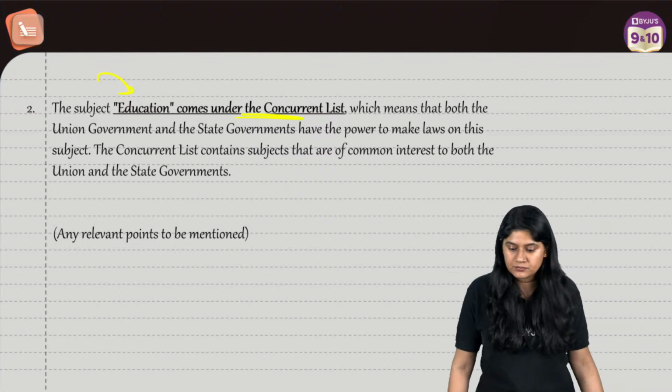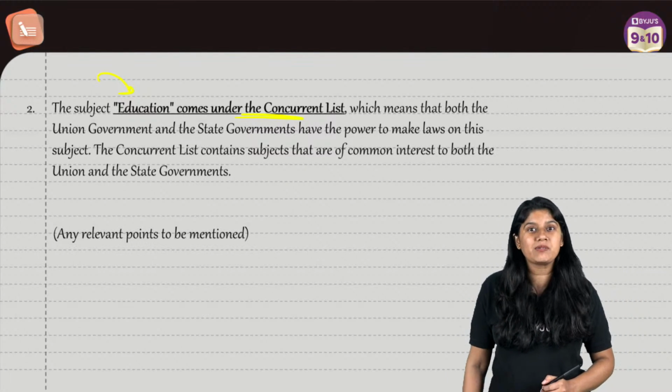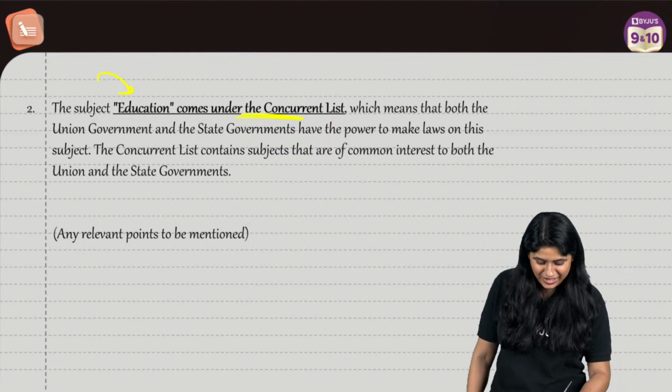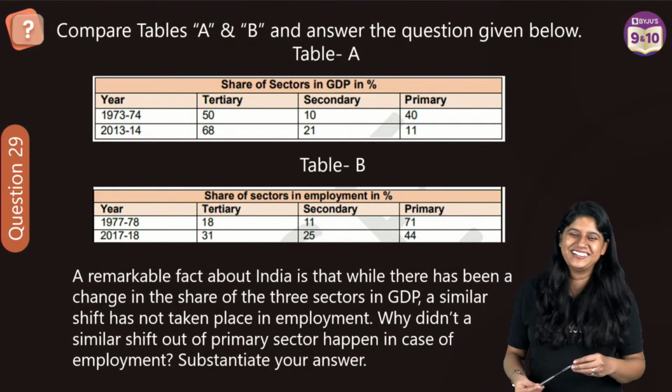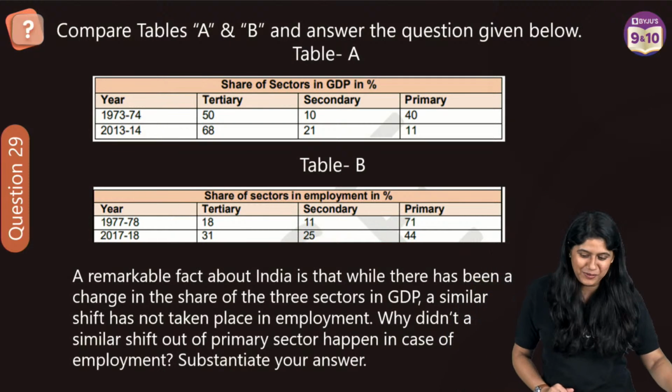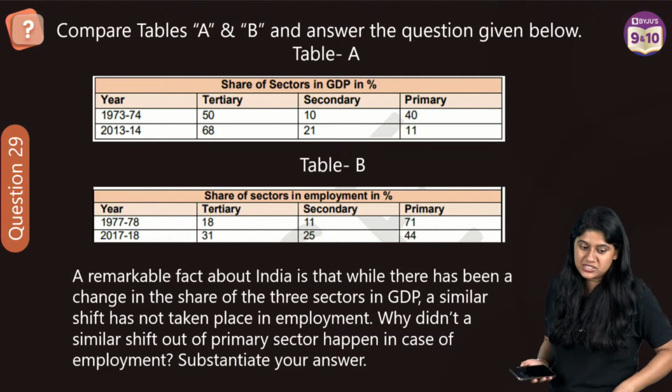Are we clear? Clear. Now I'll be calling Aishwarya ma'am again. We have the question, GDP, ma'am. We have some tables that I don't understand. Here, everyone, handing over to Aishwarya ma'am. This is question number 29.